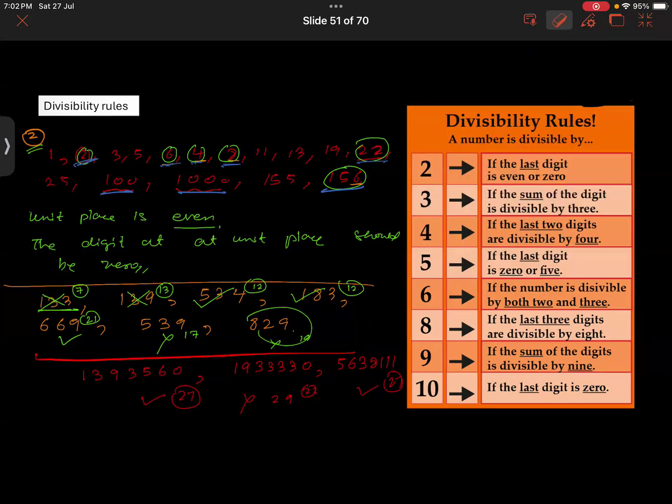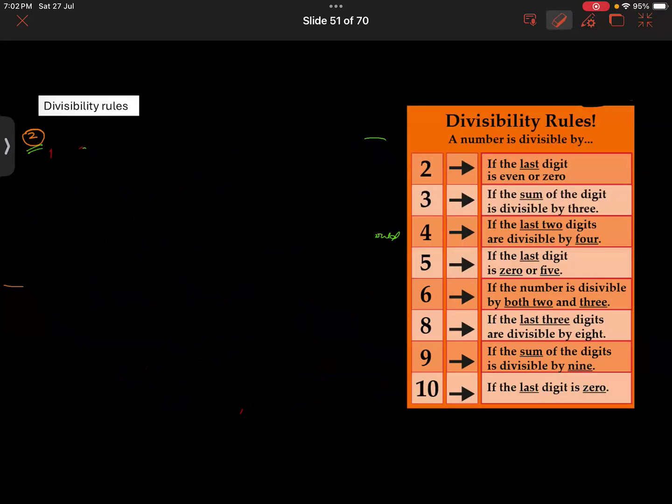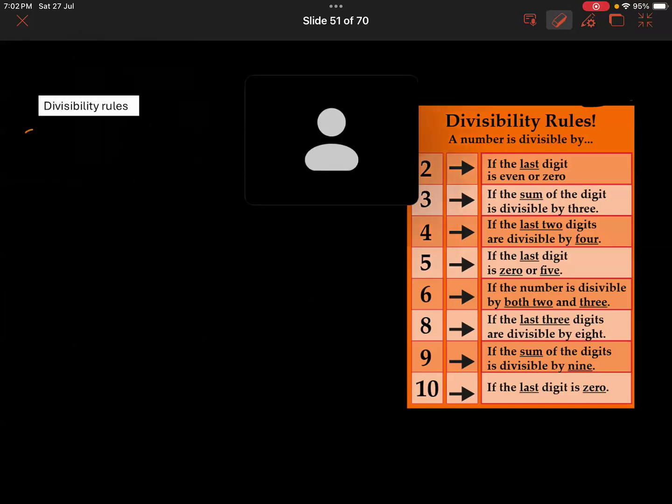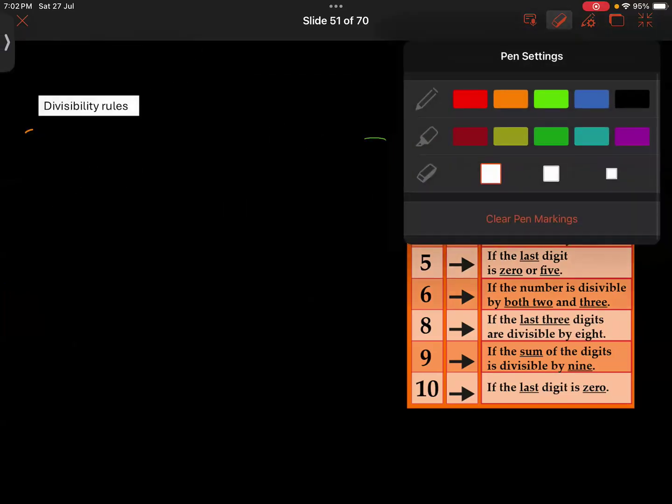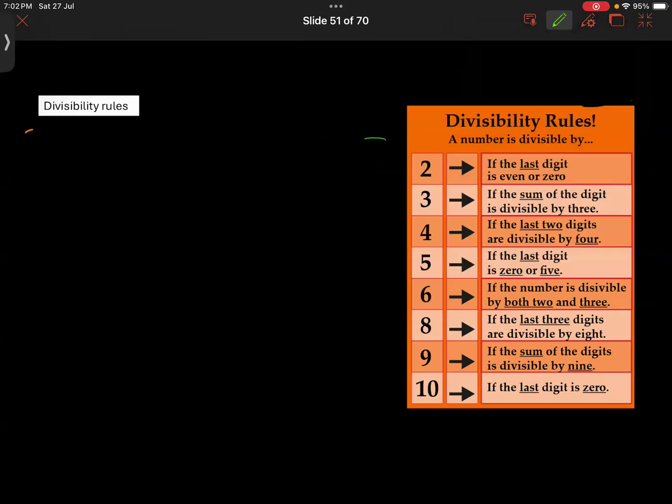So that is something which we learned. Now you guys would be required to write the definitions. Okay, so first of all, give the topic: divisibility rules. Both of you give the topic divisibility rules.